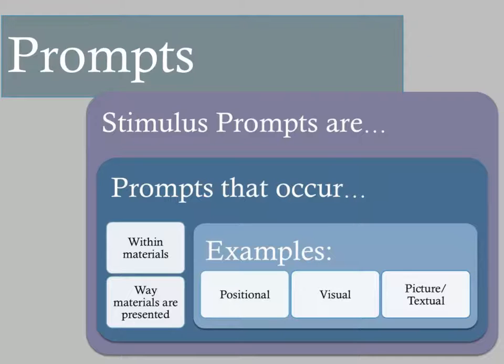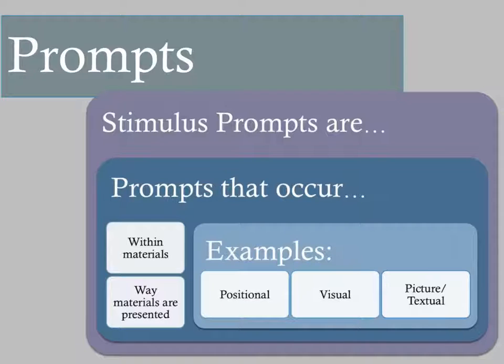Now that we've finished discussing response prompts, we are going to discuss stimulus prompts. Stimulus prompts occur when the instructional material or the way in which the materials are presented are modified. This can be done through positional prompts, visual cues, pictures, or textual prompts. Positional prompts are when you move the materials in such a way that the individual will be more successful in engaging in the correct response.